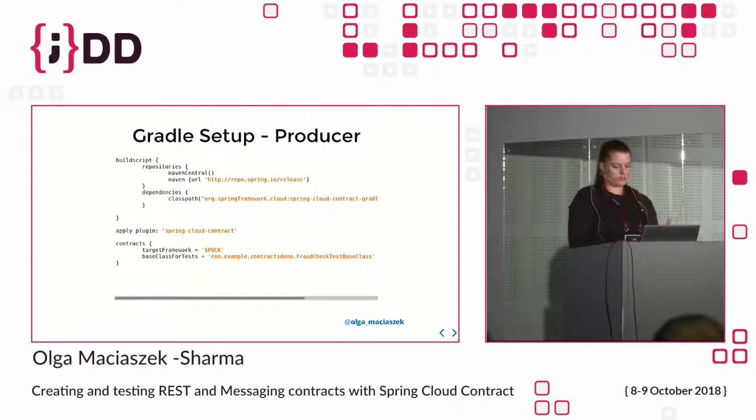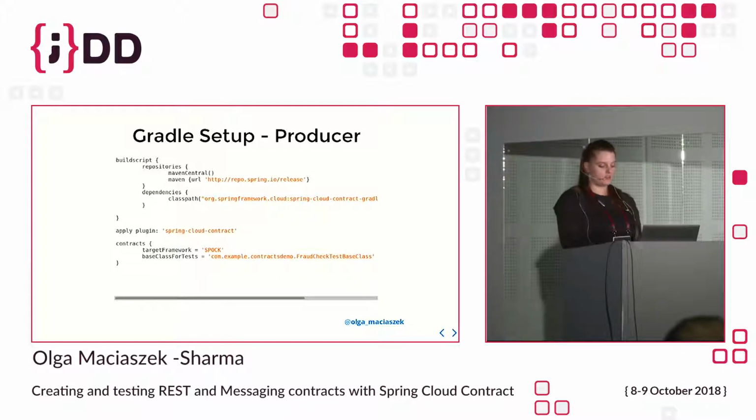And to do this, they also have to do some very simple build setup. For Gradle, it's just a few lines, like you see. In Maven, it's similar. It's very simple. You just need to add dependencies and set up your target test framework, in which framework you want the automated test to be generated. And you need to specify a base class for tests that will be used. All the tests will extend this class, the automatically generated tests, and there you can do some stubbing setup or whatever, or Spring context test setup, whatever setup you need for the test to pass.